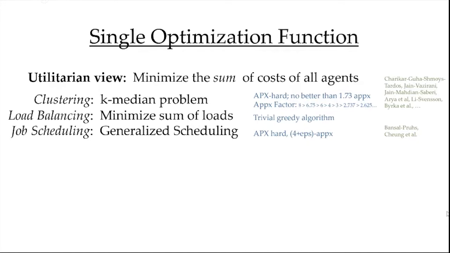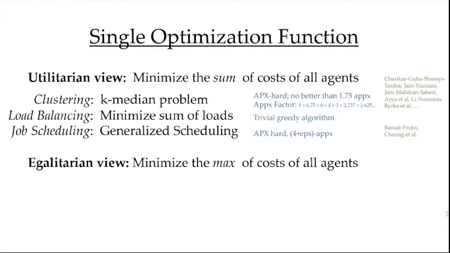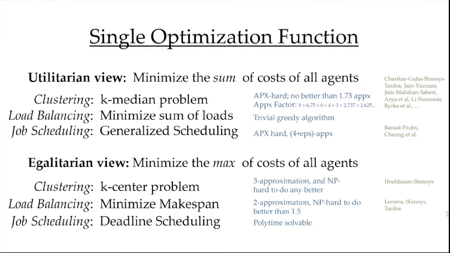And then there's the egalitarian point of view, which says, I want to find the solution which is fair, where no agent is left behind. So you want to minimize the max of all these costs. Again, for all these problems, you get other problems which have been studied. For clustering, the K-center problem: you want to open a bunch of locations so that the maximum distance of a client is minimized. For load balancing, you get the famous makespan minimization problem: you look at the time the last job finishes and you want to minimize that. And for job scheduling, it's not too hard to see.